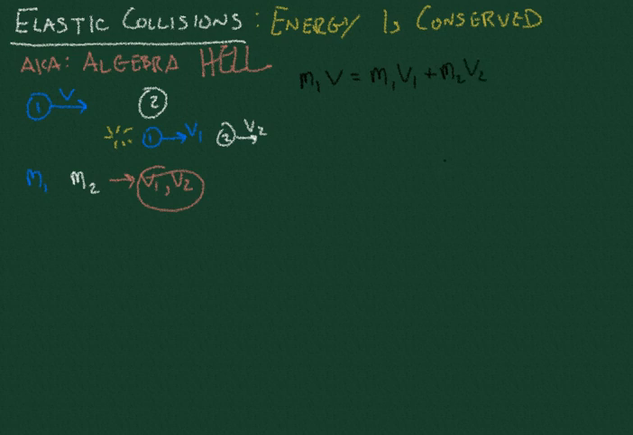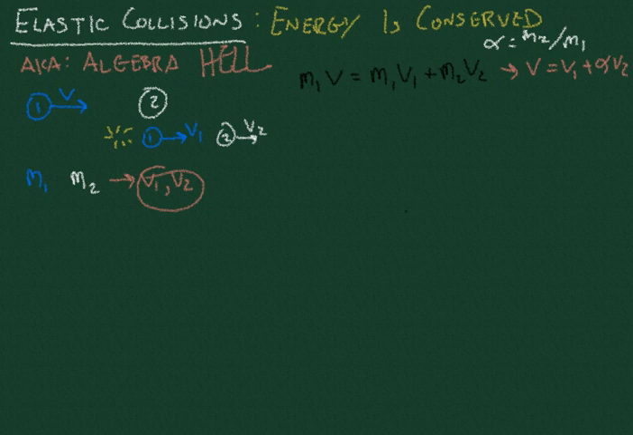Okay, and then we can solve this, and so we'll say that this is saying that v is equal to v1 plus alpha v2, where we define alpha is equal to m2 divided by m1. In other words, we divide everything by m1, and we could come up with that.